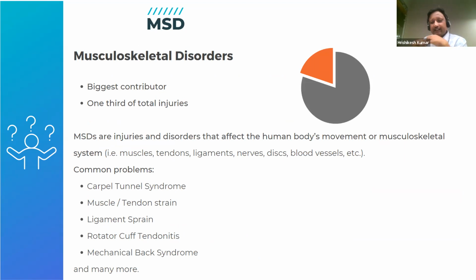So I want to give you a little more information on musculoskeletal disorder. Some of you might have done industrial engineering or be doing some courses in mechanical engineering, where I guess there are courses on this. Just to give everybody an idea about what we are talking about, musculoskeletal disorder, or MSD, is the biggest contributor of injuries.